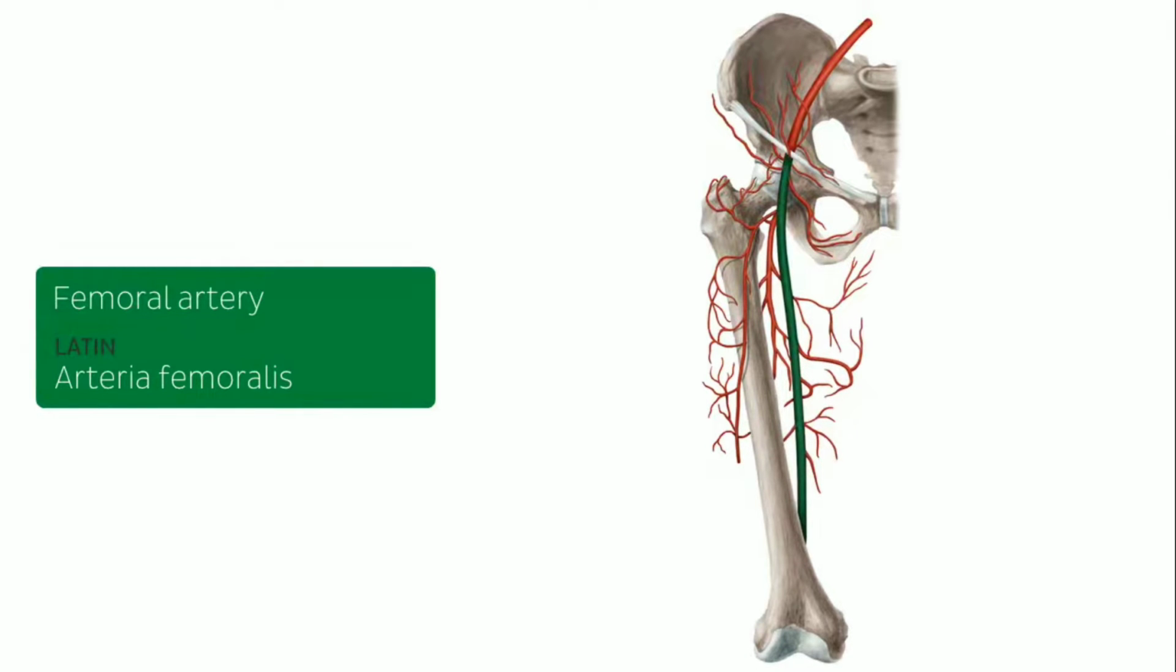So first we'll discuss the course of the femoral artery through the regions of the thigh, and then we'll talk about the vessels that branch off the femoral artery before the origin of another major vessel, which is the deep femoral artery. Finally, we'll discuss the courses and branches of the deep femoral artery.